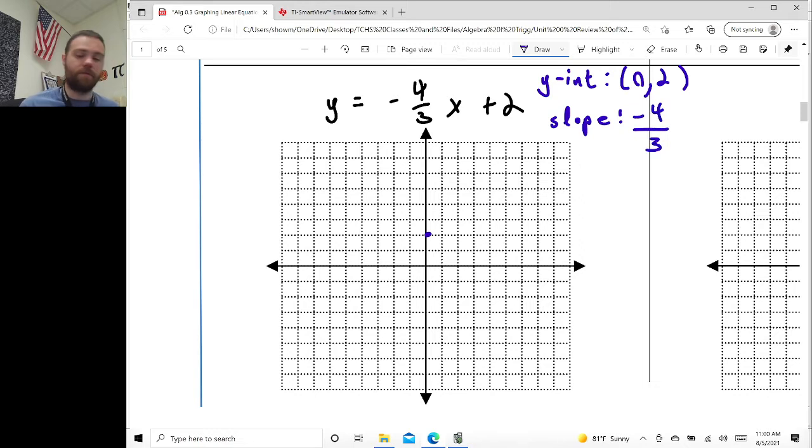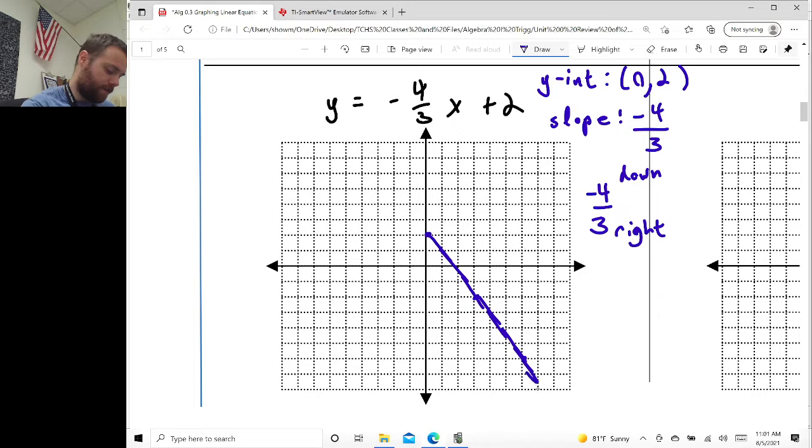So we've got another negative slope. Remember, there's two ways to write this. There's negative 4 over 3, which means go down 4 and right 3. So we're going to do that first. So 1, 2, 3, 4, 1, 2, 3. And I just continue that pattern. So there's that side of the graph.